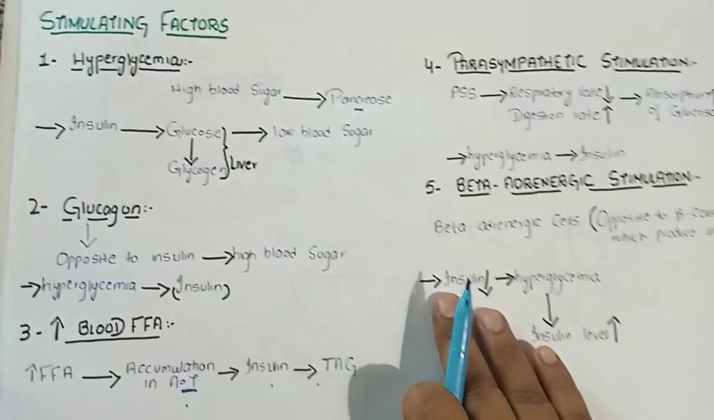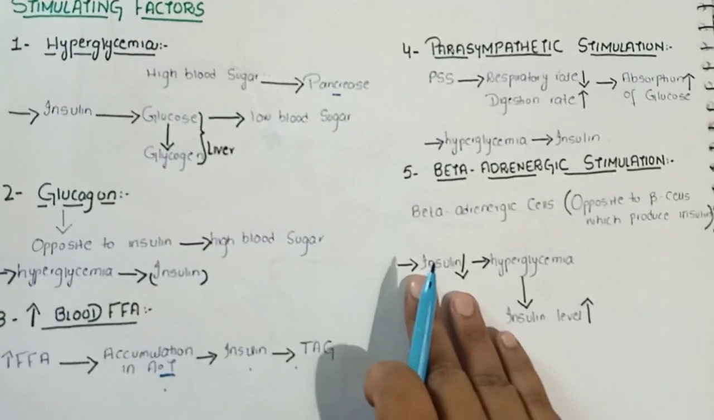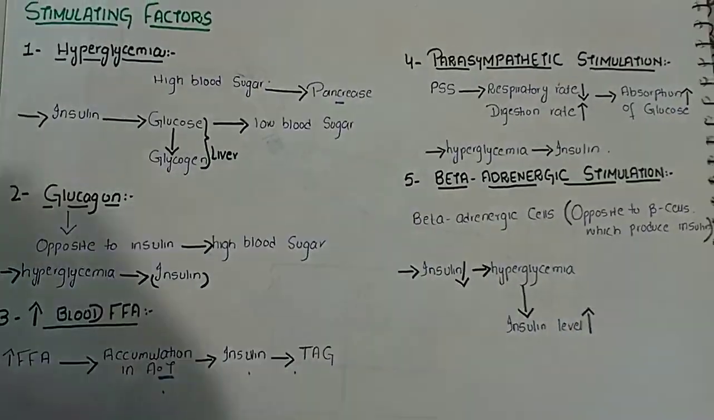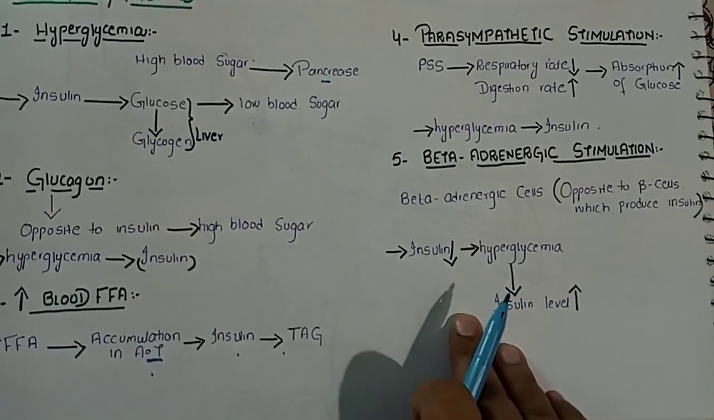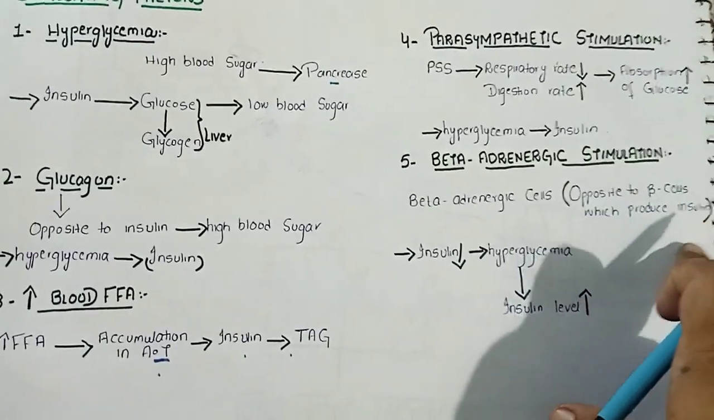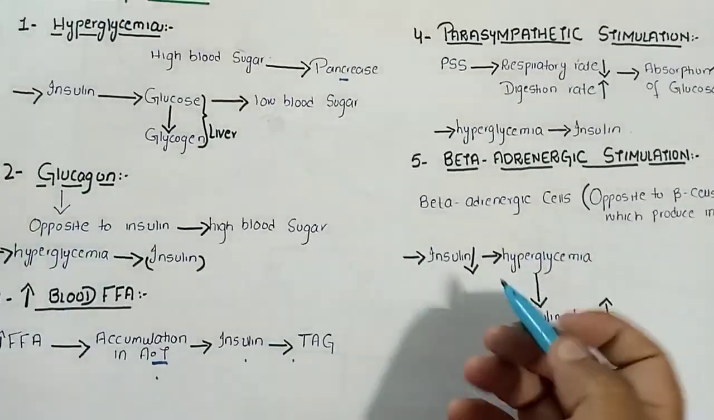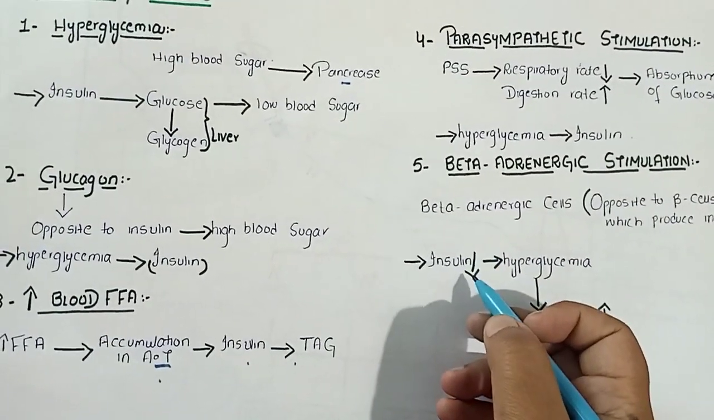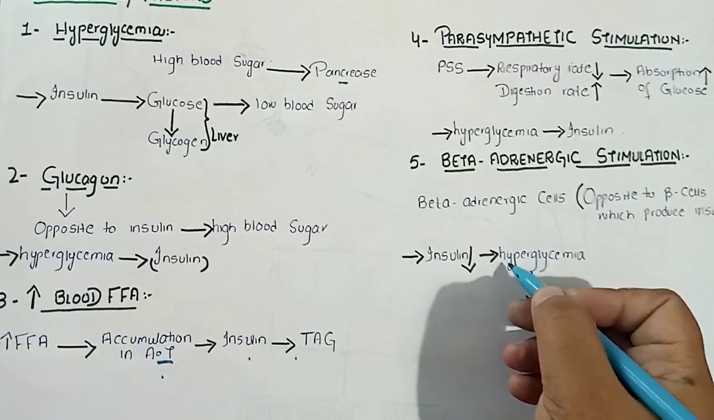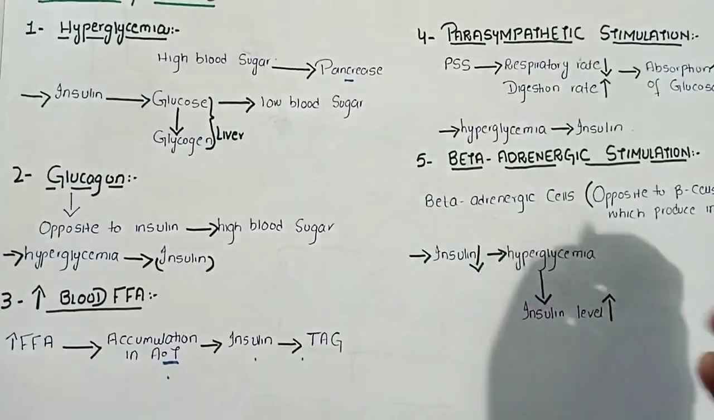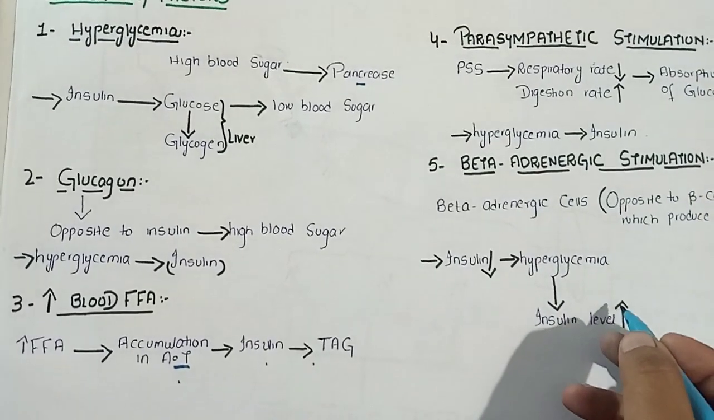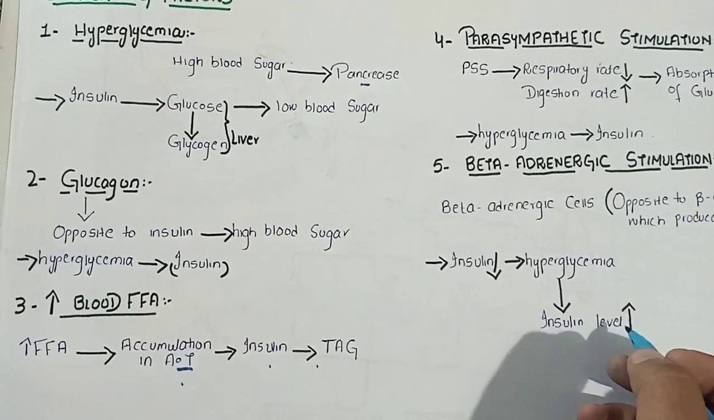The fifth factor which stimulates its secretion is beta adrenergic stimulation. Basically, this effect is caused by the beta adrenergic cells, and these cells are opposite to the beta cells which produce insulin. So these cells will decrease the insulin concentration, and as a result, hyperglycemia will occur, and hyperglycemia is a condition in which there is high blood glucose level, and this effect will stimulate the insulin level to increase to decrease the blood glucose level.